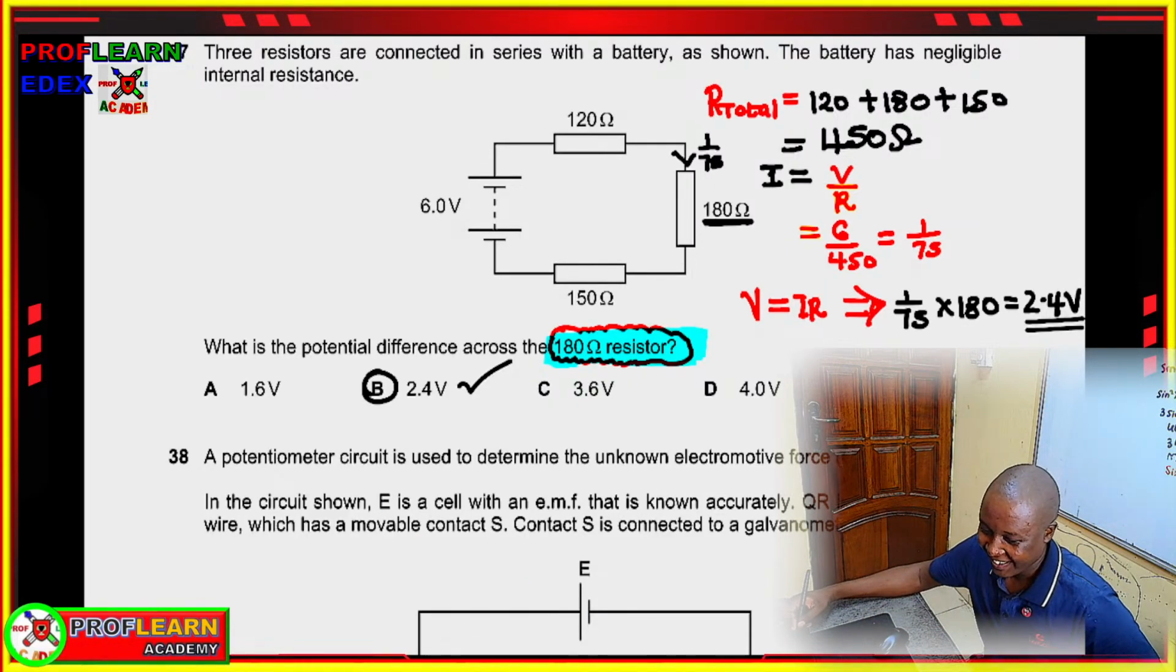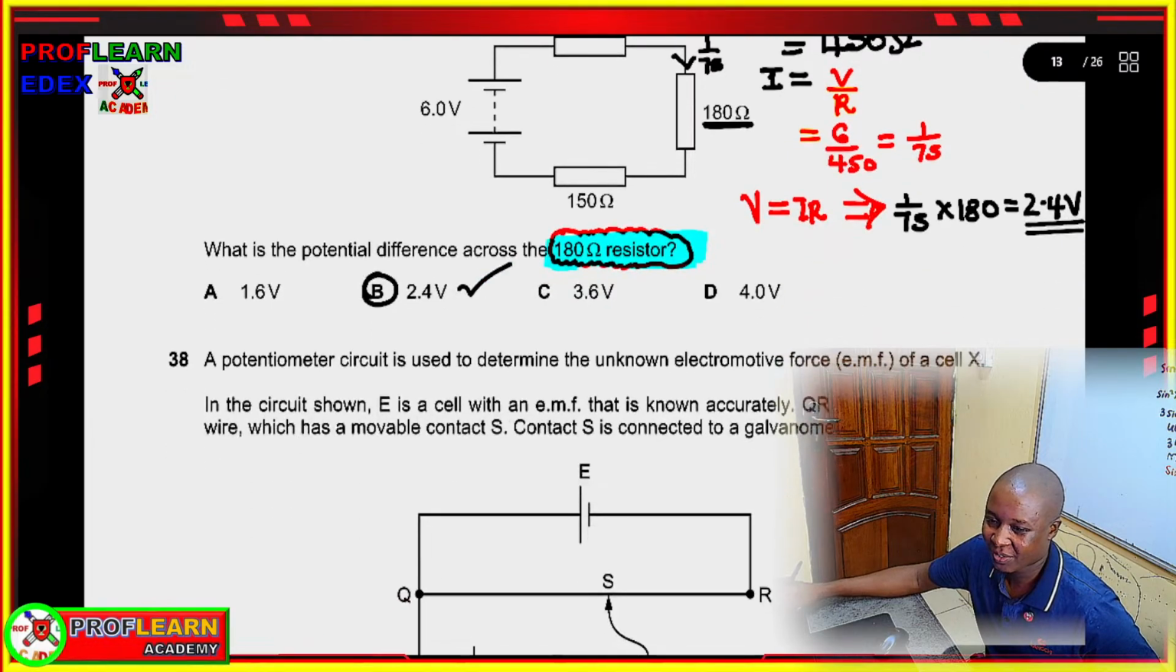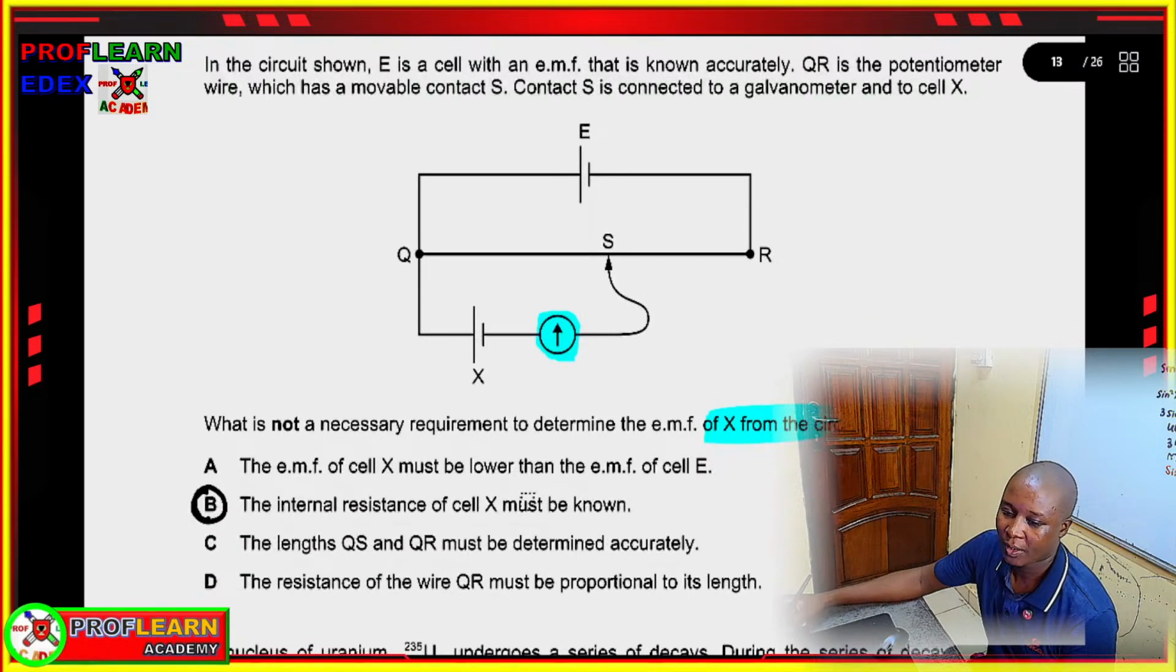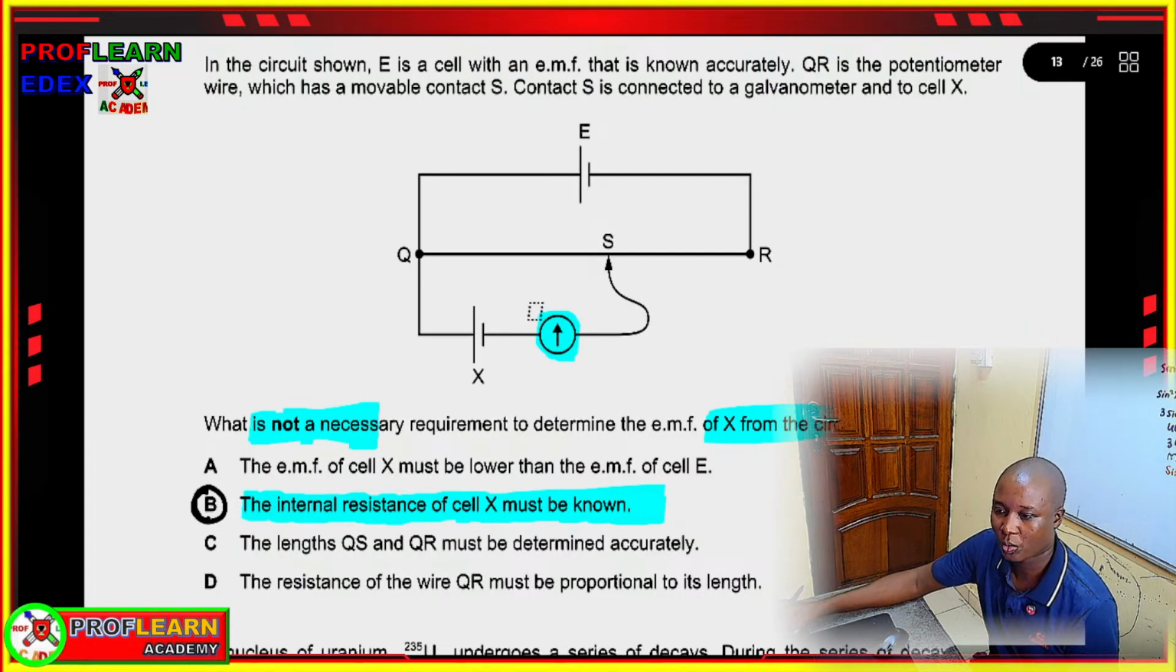Okay, so moving further to question number 38. What is not necessary? Of course, this kind of circuit is a potentiometer, and the potentiometer is used to determine the unknown EMF of a cell in the circuit. So basically, what is not necessarily required to determine EMF is the internal resistance of the cell. It should not be known for you to be able to work out this.